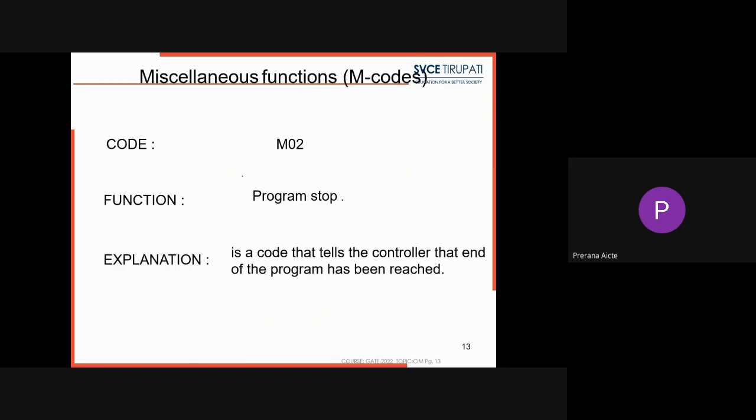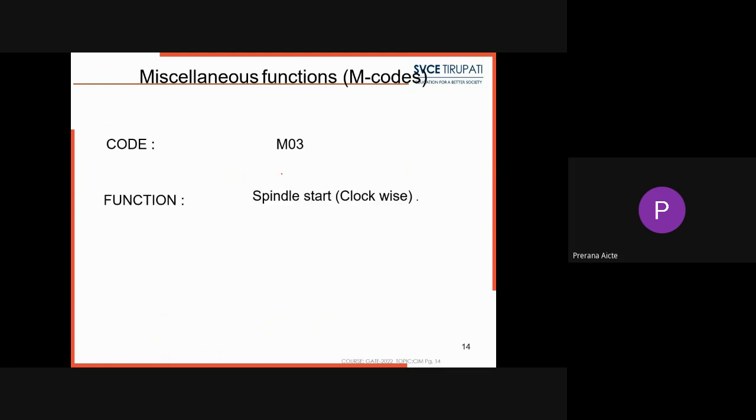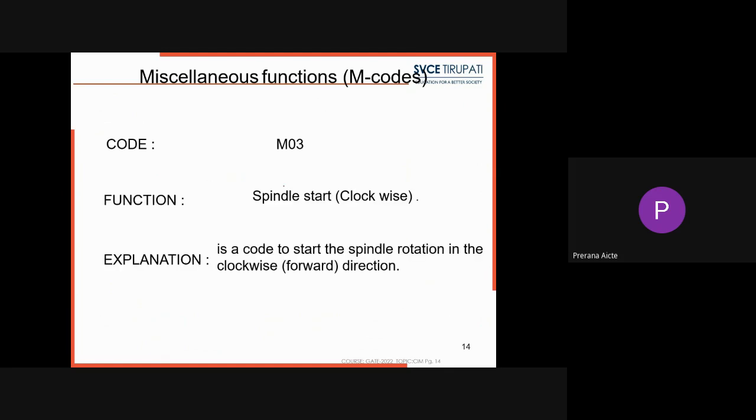The next one is M codes. M codes are used in order to improve the machining operation. Let us see what M codes are. Here M02 suggests that the program has to stop. Then M03 suggests that the spindle has to start in a clockwise direction. That means the spindle has to rotate in a clockwise direction.